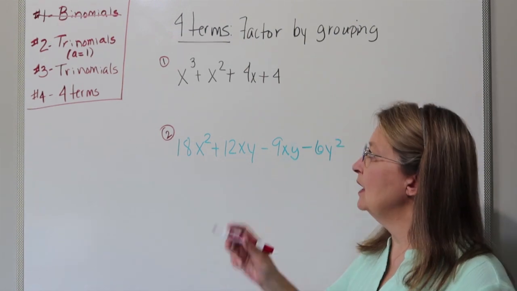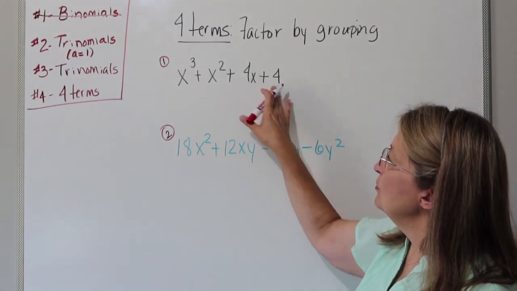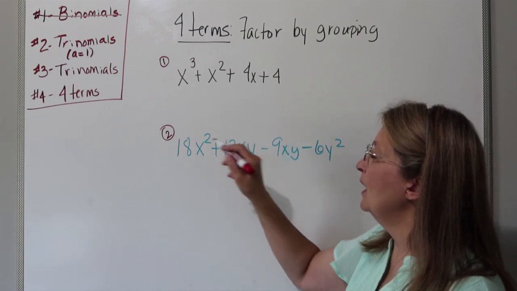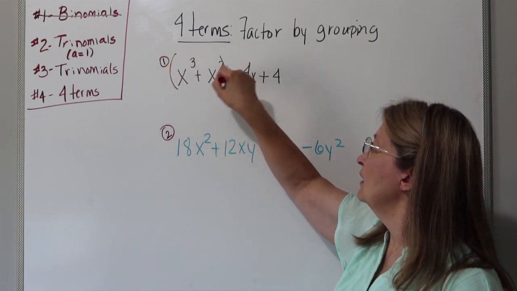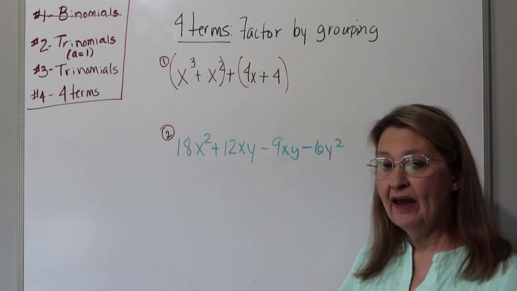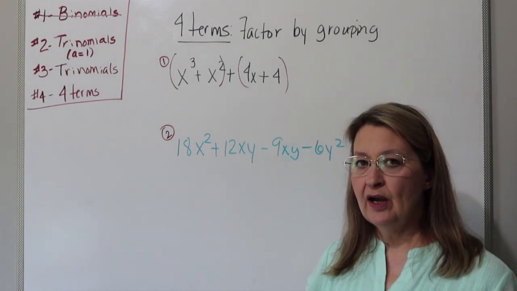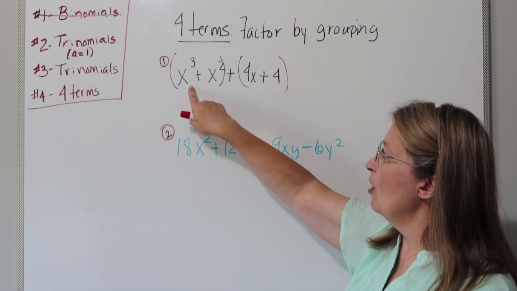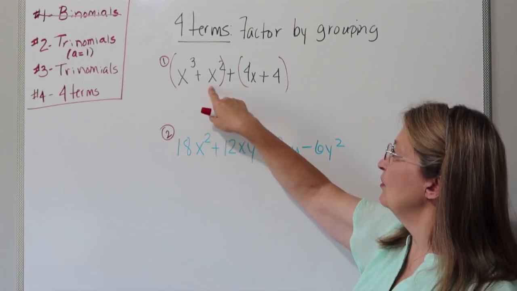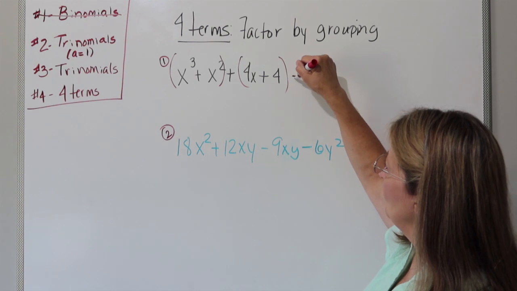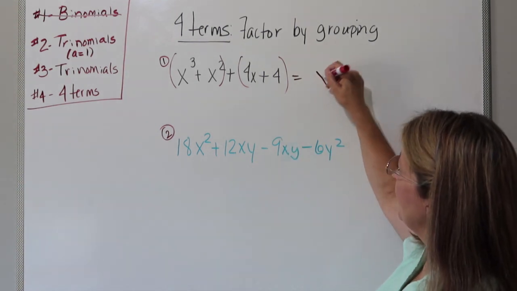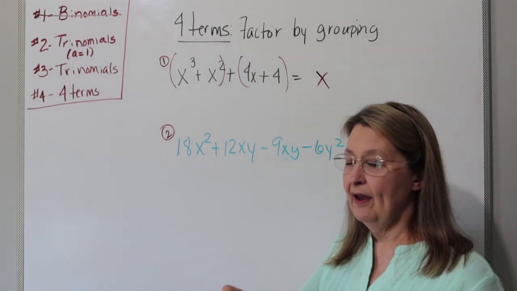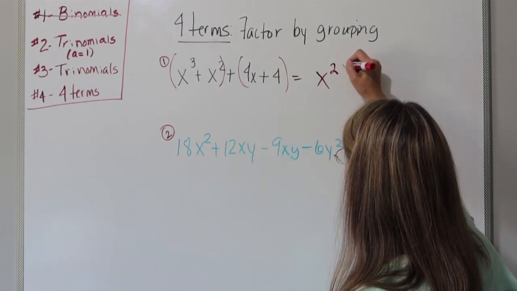So what does grouping mean? Here's an example, 1, 2, 3, 4. There is no greatest common factor, so I'm going to group. How do you group? Well, evenly group the first 2 and the last 2. Now take out a greatest common factor from each pair of numbers. What's the greatest common factor between x to the third and x squared? Well, that's going to be the letter that's in both of them and the lowest exponent of x that you have, which is x squared.